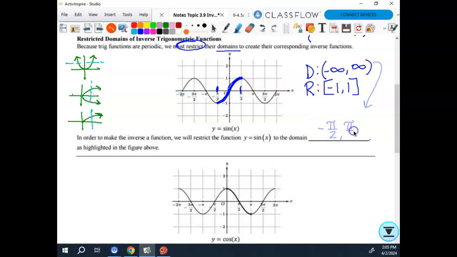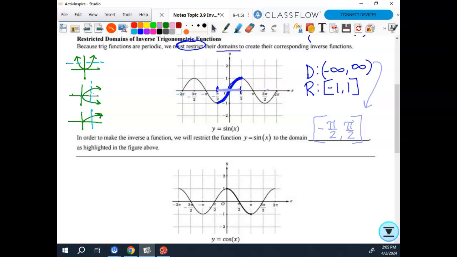Do I get to include those? Yes, because those are actual angles that I would need. On the unit circle, I am restricting this to the first quadrant and the fourth quadrant. But notice the fourth quadrant, we're not going from 3 pi halves to 2 pi, because that's over here. We're going from negative pi halves to 0, and I'll talk a little bit more about that when we get there. Okay, everybody okay with that so far?